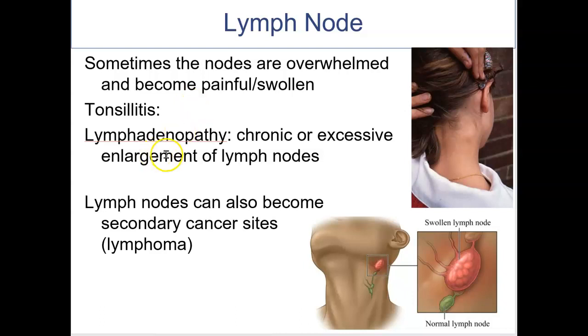If you hear lymphadenopathy, this is a chronic enlargement of lymph nodes. So it's normal for them to be a little swollen short term, but if they tend to be enlarged over the long term, it could be that it's a lymphoma and they become a secondary cancer site. So if you notice chronic enlargement, over several weeks or months, then you might want to make note of it, and then it might be something that would get a biopsy.